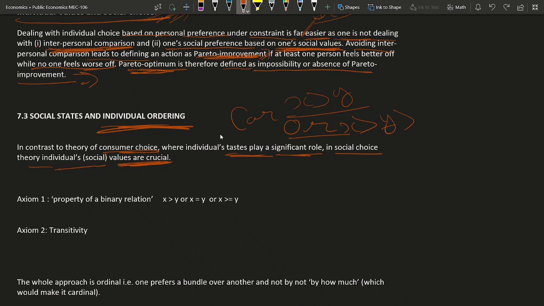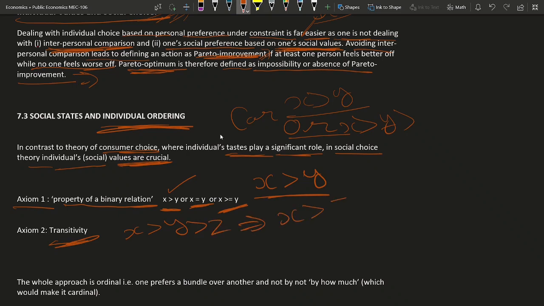There are two important axioms. One is the property of a binary relation. We are assuming that there is no case where an individual is not able to define the relation between two goods. He is certain that X is either greater than, equal to, or less than Y. And the rule of transitivity: if X is preferred over Y and Y is preferred over Z, then X should be preferred over Z.